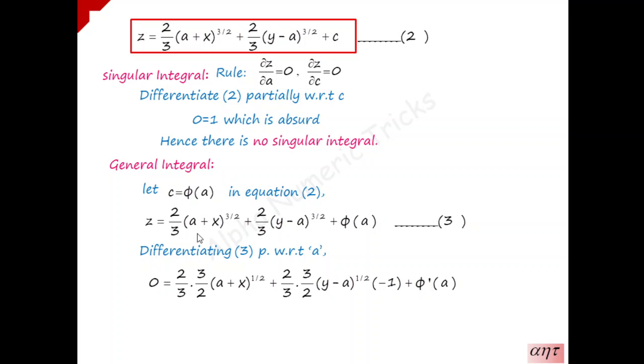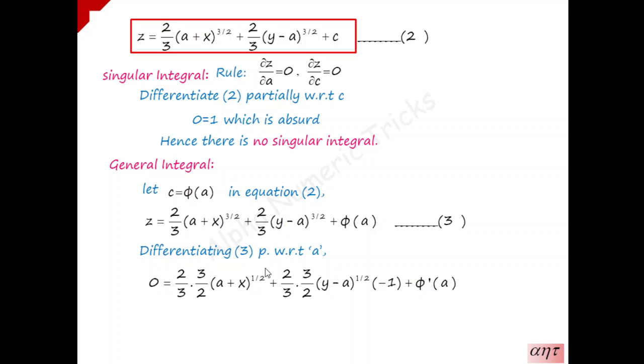So differentiating this, dou z by dou a is equal to 0 as usual. Using this condition, 2 by 3 you have to write as it is, and the differentiation of a plus x whole power 3 by 2. Here we apply the formula for the differentiation of x power n, which is n into x power n minus 1. In the place of n you have 3 by 2, so we write 3 by 2 into a plus x whole power 3 by 2 minus 1. What is 3 by 2 minus 1? It is half.